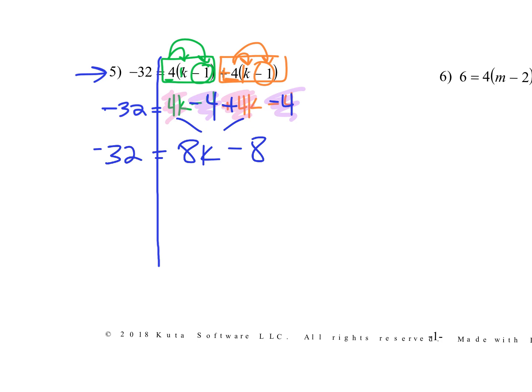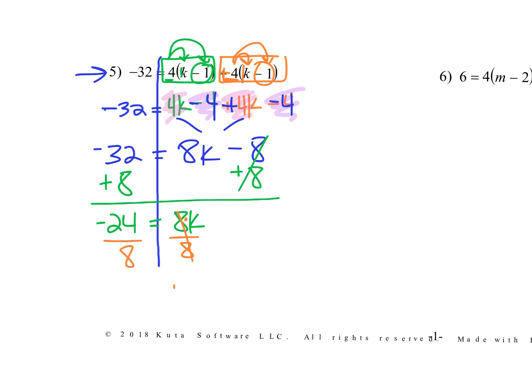Then I'm going to undo adding or subtracting, so I have to add 8 to both sides. And when I do so, I get negative 24, which equals 8k. And I know the 8 and k, because they're smushed together, they're really being multiplied, so I'm going to divide to undo that. And I do it on both sides, and I figure out that k is equal to negative 3.